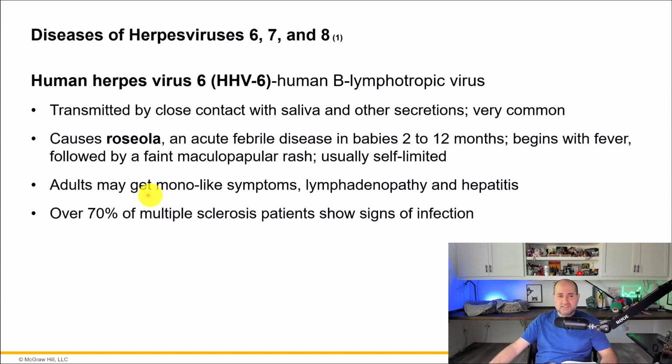Though adults can get Epstein-Barr-like symptoms, lymphadenopathy, and even hepatitis, which is a swelling of the liver. And interestingly, over 70% of persons with multiple sclerosis show signs of this infection.